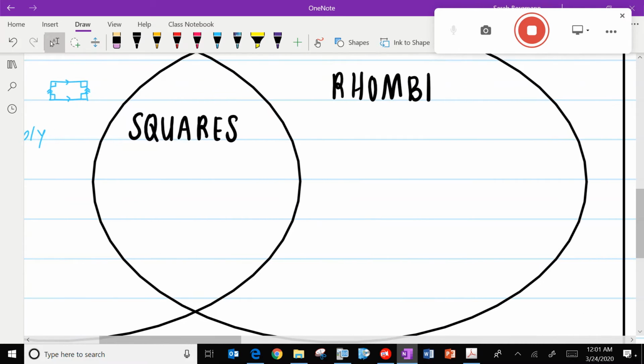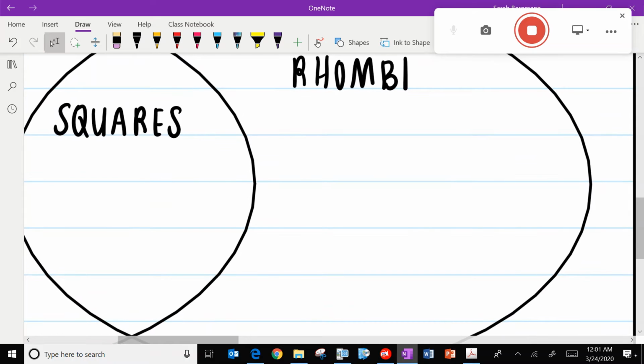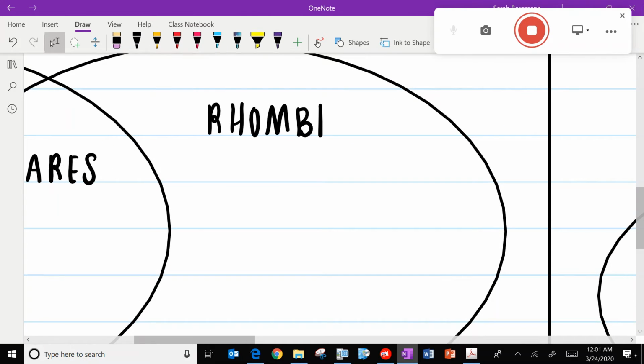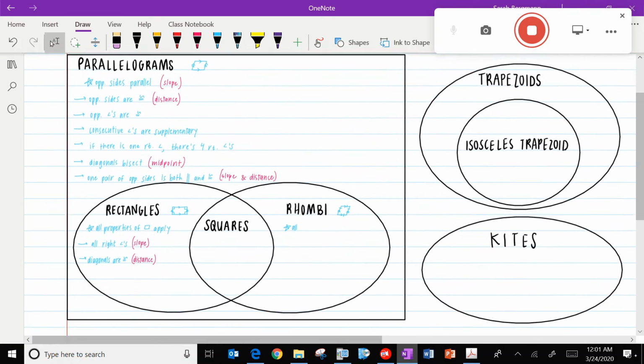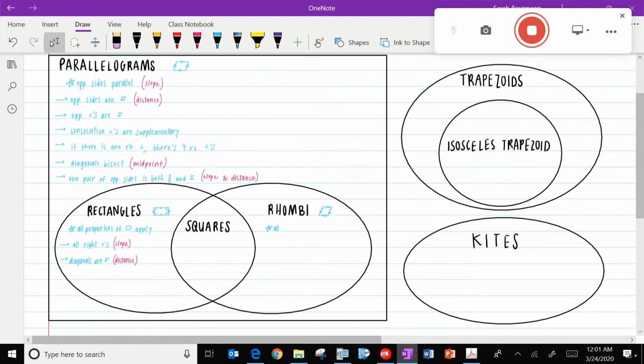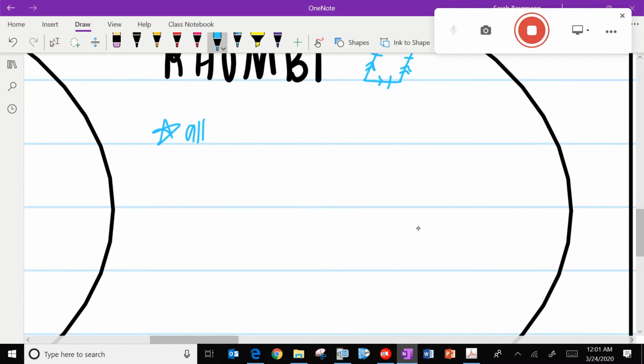Okay, next we learned about rhombi. A rhombus is a parallelogram that has all 4 sides the same length. So all the properties of parallelograms still apply because it is a type of parallelogram. So all of these properties above for parallelograms apply to rhombus.